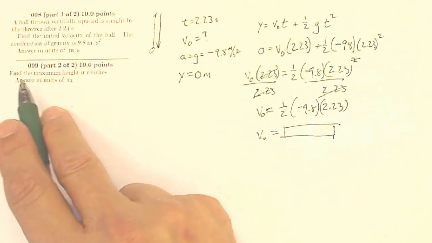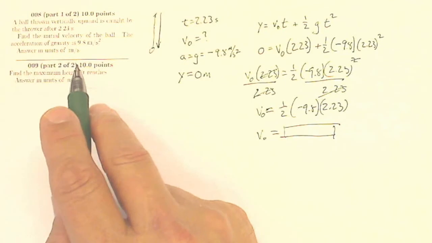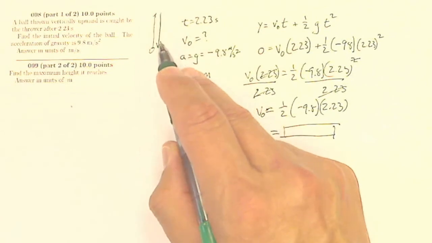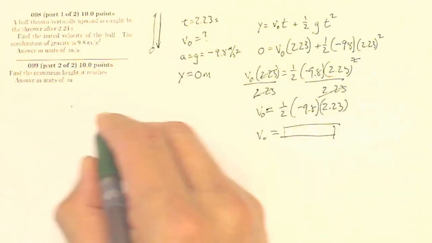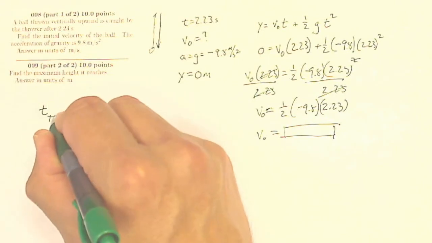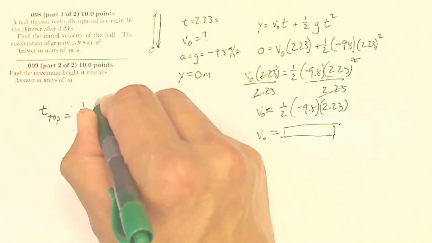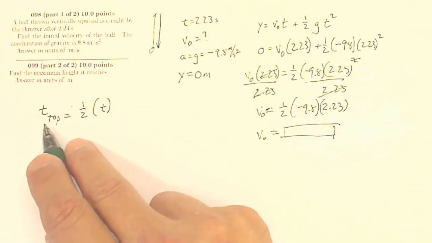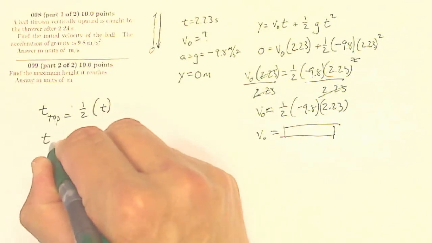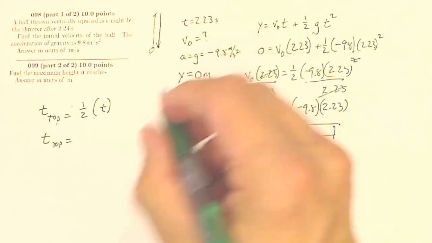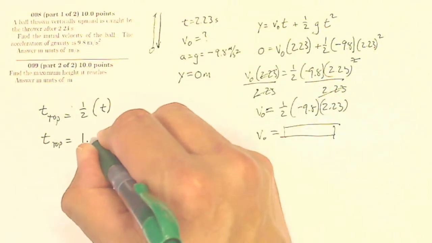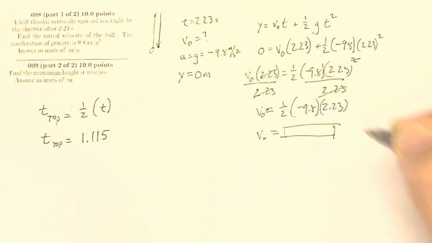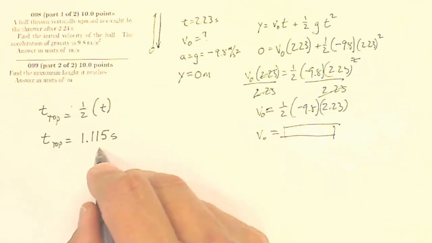Now question number 9 says, find the maximum height it reaches. Well, the maximum height is not going to happen at 2.23 seconds. I know because that's gone up and it's come back down. So another one of my tricks here is that the time to get to the top is going to be half of the total time. So if the total time is 2.23 seconds, I need half of that to get the time it takes to go to the top. So my time to the top is going to be half of 2.23, or 1.115 seconds.